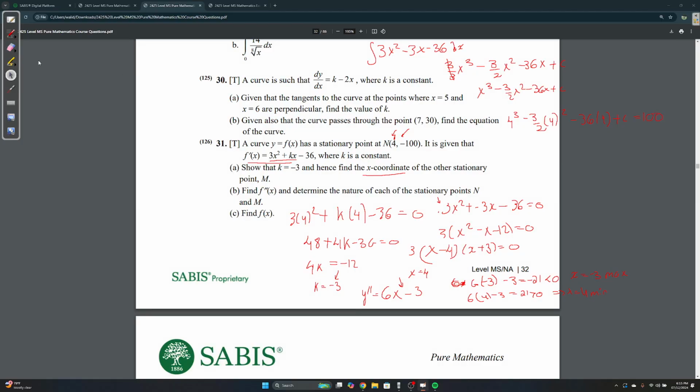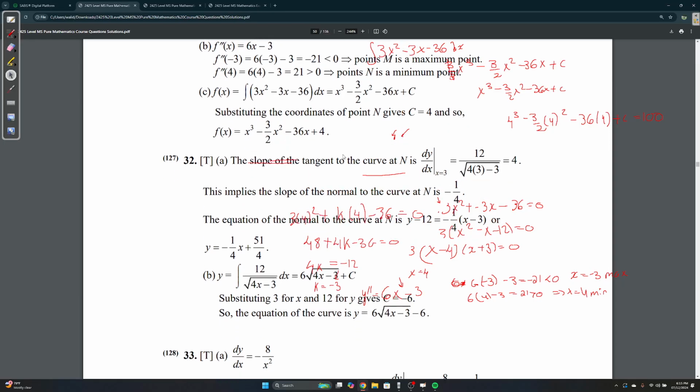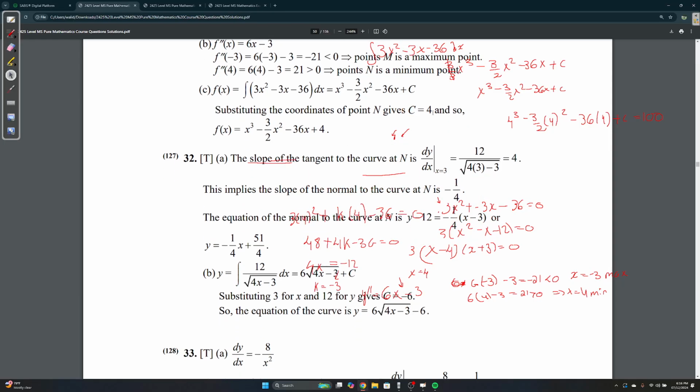So solve this on a calculator and you should get c equals 4. So that means f of x is just going to be equal to x cubed minus 3 over 2 x squared minus 36x plus 4. Very easy.